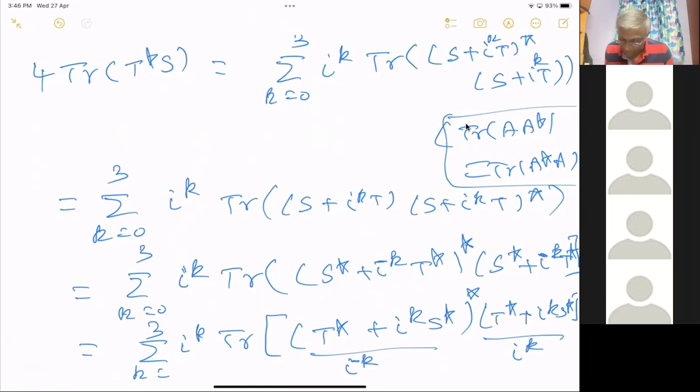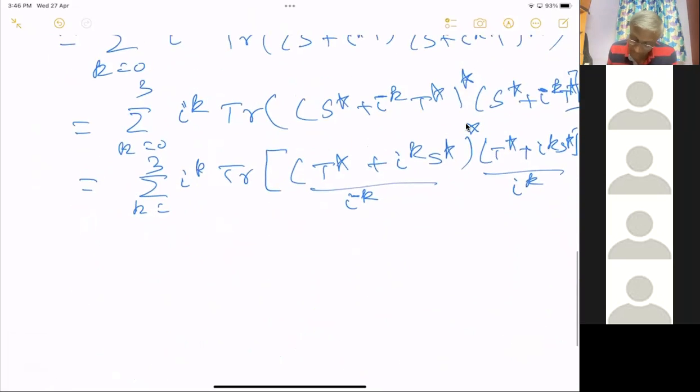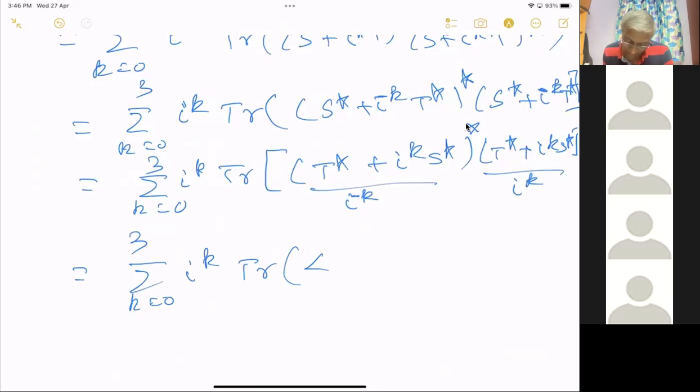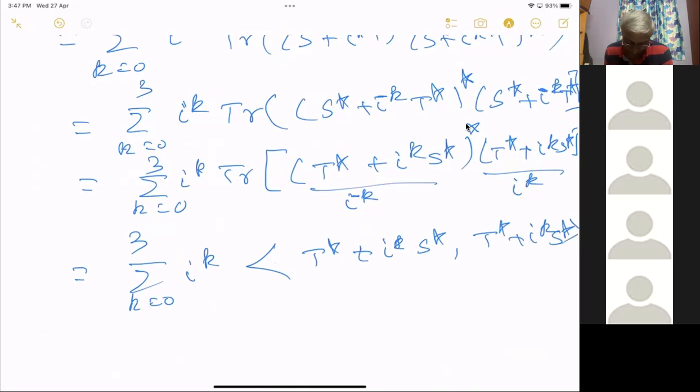That's all. The star outside, but then in the denominator, I take the star and that becomes I power minus K. Yeah, you are right, I missed that star. Now this I power minus K will cancel. So this is just equal to the sum over K equal to 0 to 3 of I power K trace of T star plus I power K S star, T star plus I power K S star. So this is just the inner product.